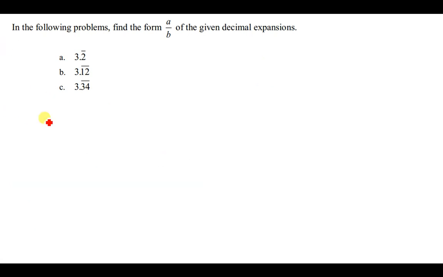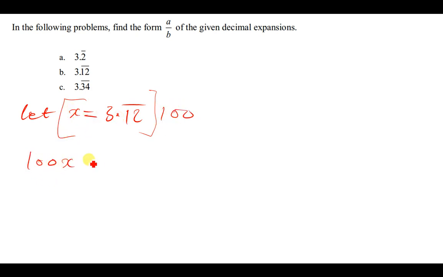Okay, so the next one we do the same. We say let x be equal to 3.12, where 1 and 2 are repeating. So we have two numbers which are repeating, so this is just the same as multiplying everything by 100. So 100 times x gives us 100x is equal to 100 times 3.12, which gives us 312.12 bar.